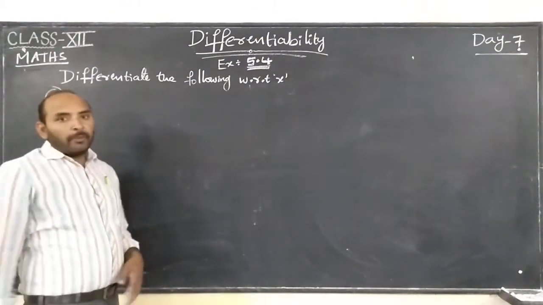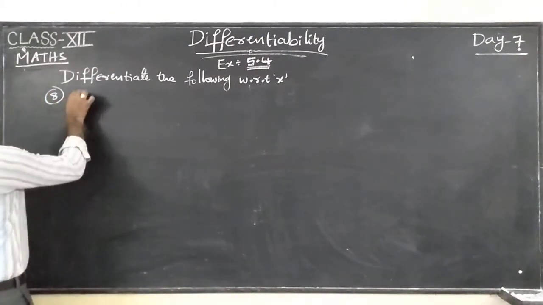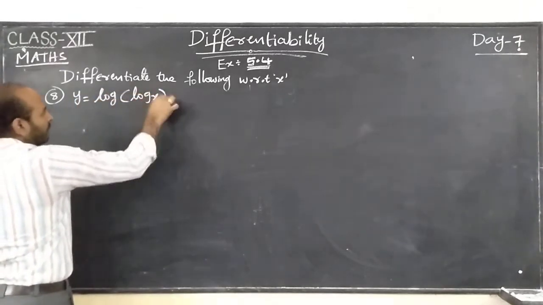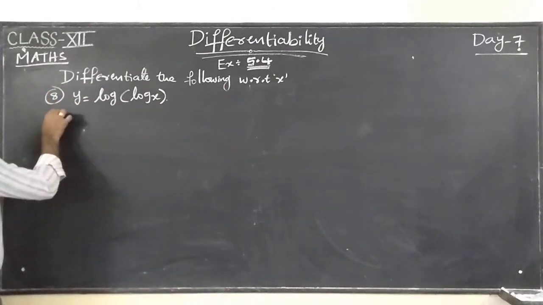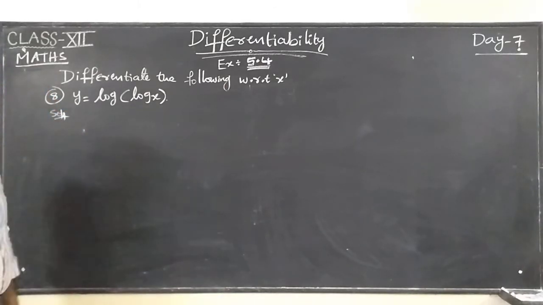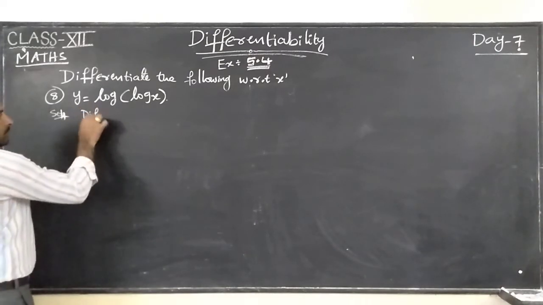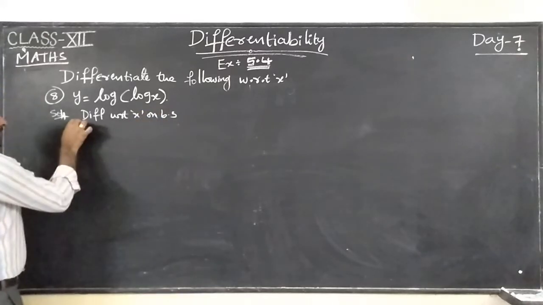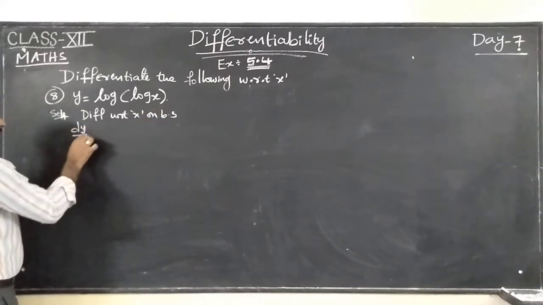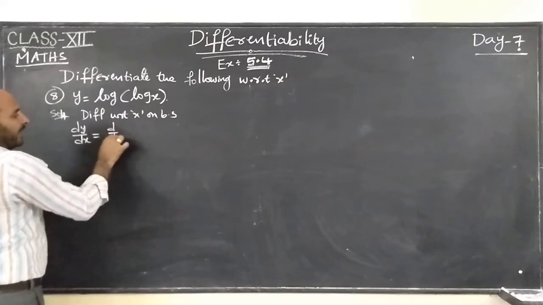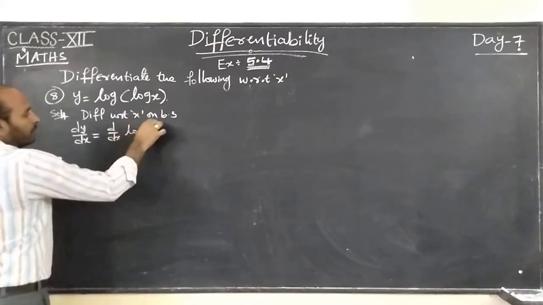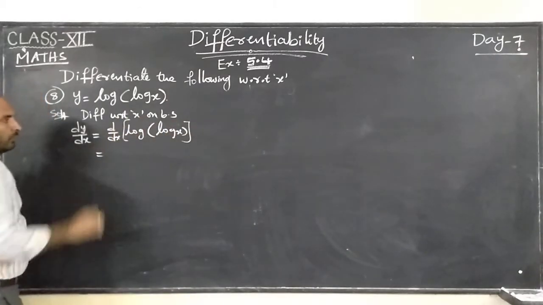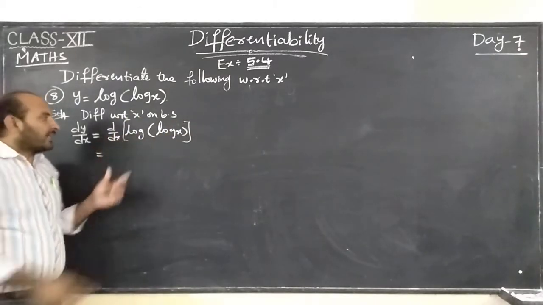Now coming to problem number 8. Here the function y is equal to log of log x. Differentiate the given function with respect to x on both sides. So dy by dx is equal to d by dx of log of log x. Now the derivative of log x form.